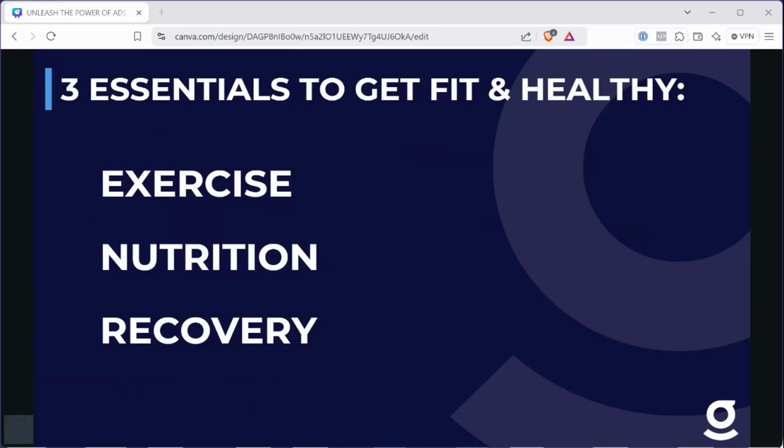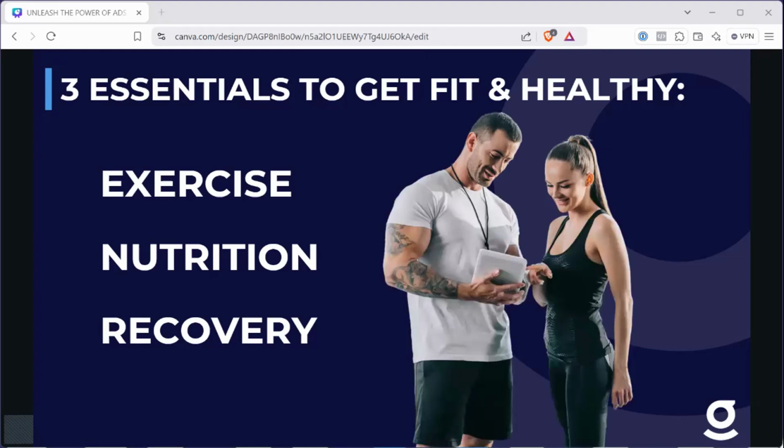But we can all agree that there's 3 important things to really get fit and healthy. You need regular exercise, diet, nutrition, and you need sleep and recovery, among many other things. But if you walk into a gym, of course, without the correct guidance and support or a personal trainer, we know it's going to be a lot more challenging to achieve sustainable results.